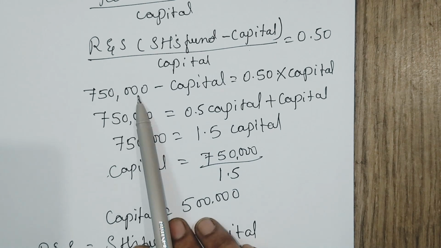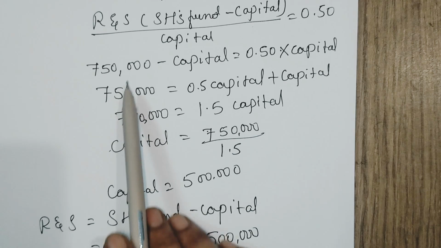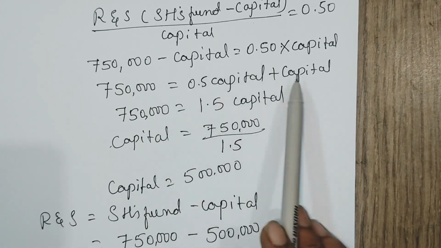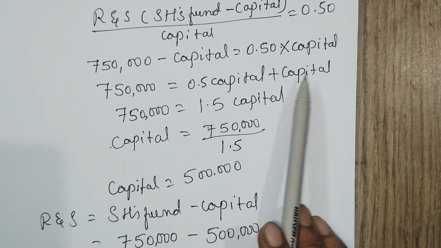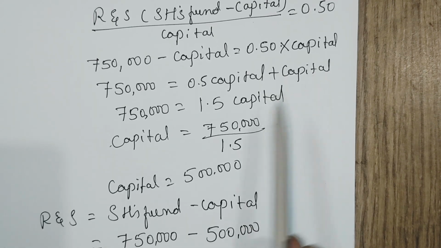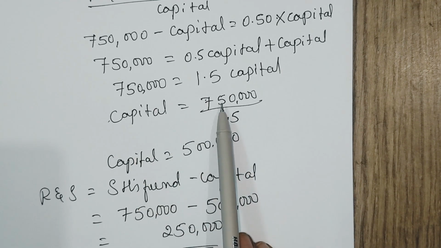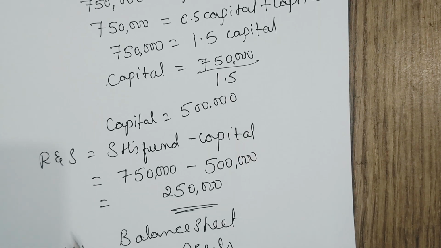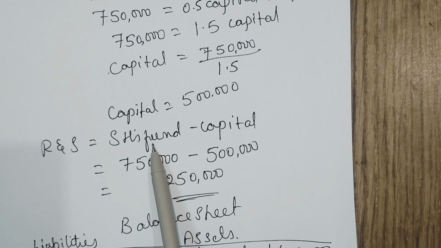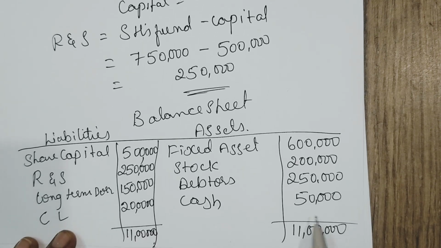So shareholders fund is 7,50,000 minus capital. Cross multiplication, 0.50 into capital. 7,50,000 is equal to 0.5 plus capital. This minus becomes plus. And this is 1. It is considered as 1. 0.5 plus 1 is 1.5 capital. Capital is equal to 7,50,000 divided by 1.5, capital 5 lakh. Then reserve and surplus is from shareholders fund, if you minus capital, we will get reserve and surplus. With the help of all these things, we have prepared the balance sheet. The balance sheet total is 11 lakh.